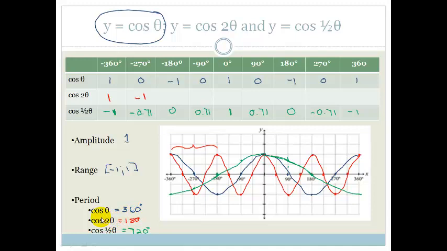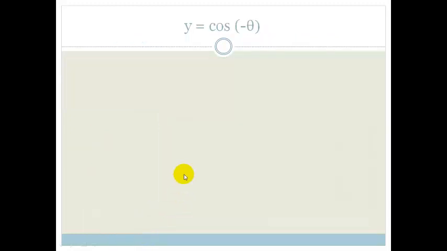So do you see what's happened here? If we double the number in front of theta, what happens? We halve the period, whereas if we put a half in front, we double the period. Right, now let's talk about y is equal to cos of minus theta.